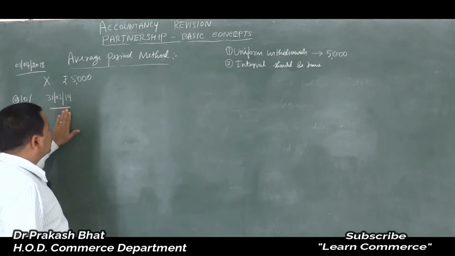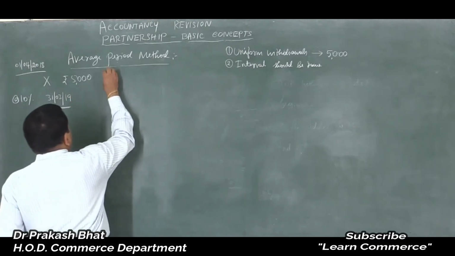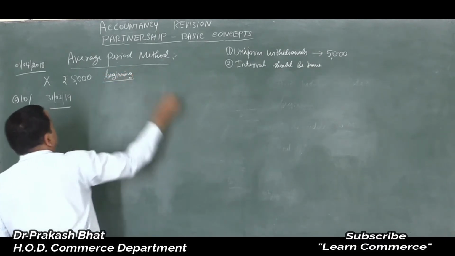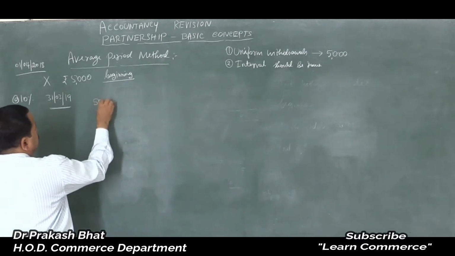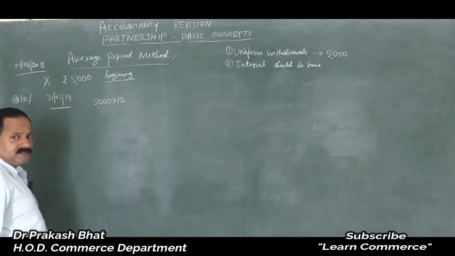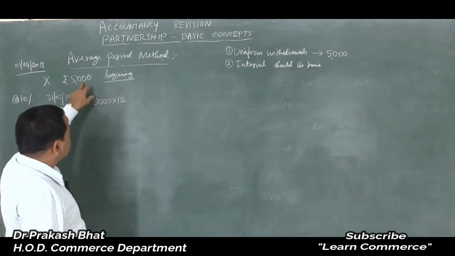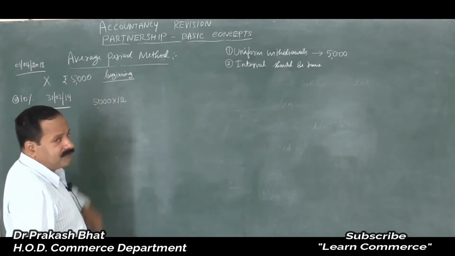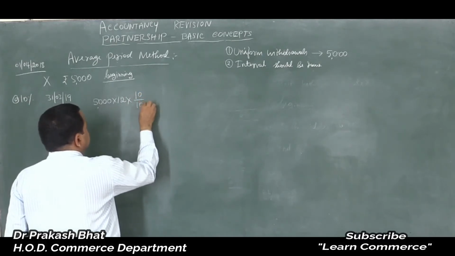Let us assume the first case, withdrawals were made at the beginning of each month. First case, right? Beginning of each month. How will you calculate? 5,000 every month. How many withdrawals were there? 12 withdrawals. Very simple. You have to multiply it by 12. Don't forget to multiply because it is monthly withdrawal. So for the entire year, the withdrawals will be 5,000 into 12 into percentage interest rate. It is given as 10%.